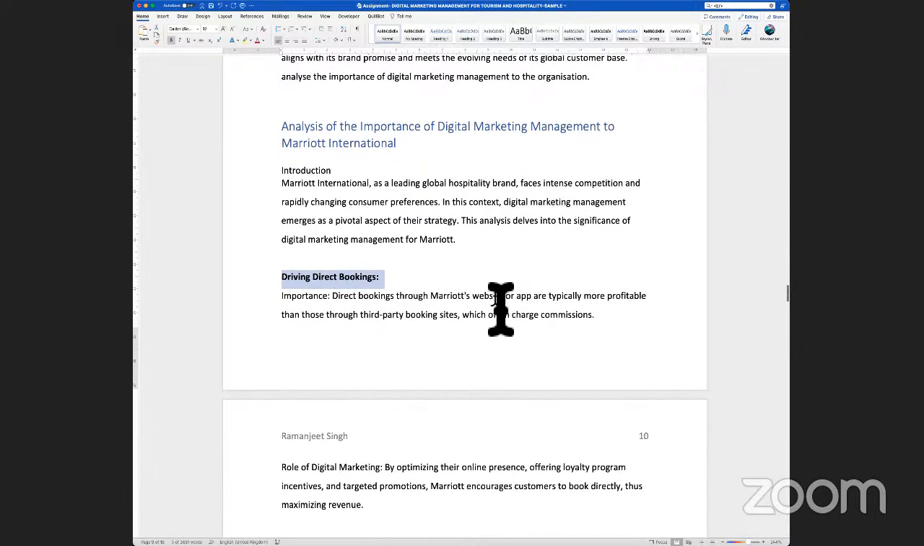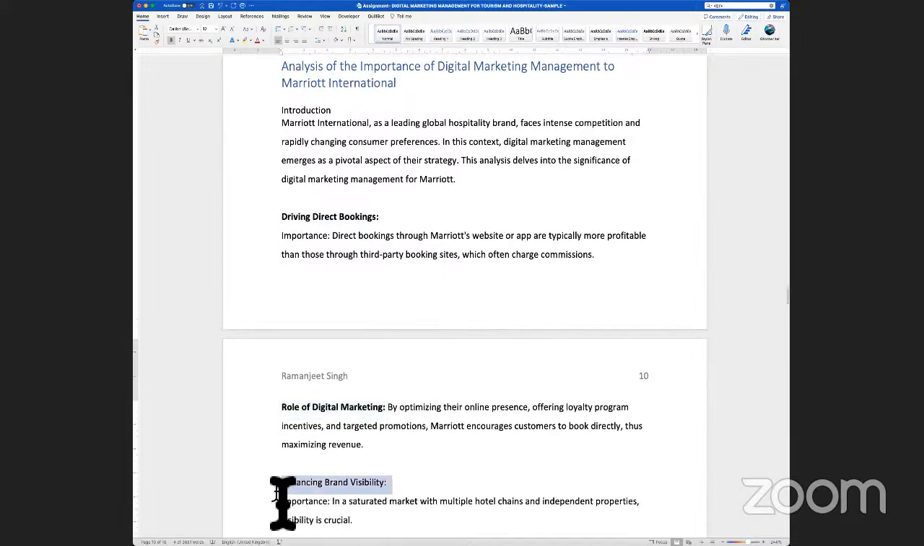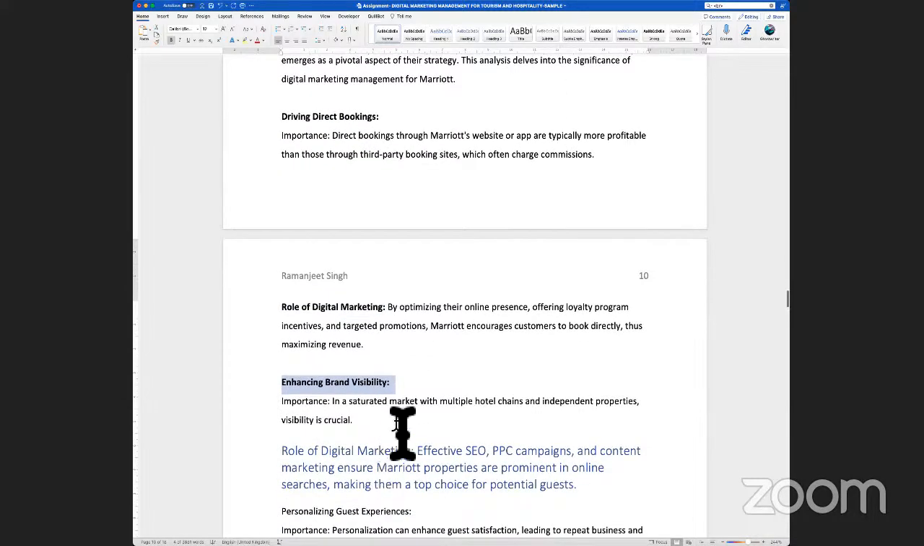So driving direct bookings, that means they want to cut off intermediaries like tour operators or other sites, which would mean that there is more profit available directly to the company. So you have to think of some factors like these. There could be two, three, four factors, depending on what you can research from Marriott International's website.